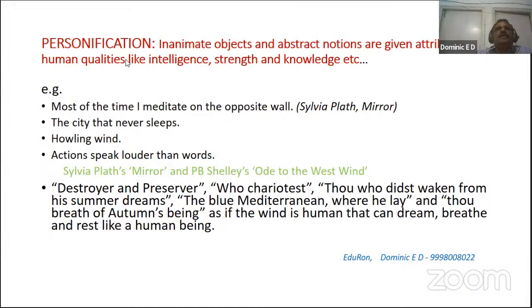That's what you have to understand. In personification, to things other than human beings, you ascribe certain human qualities. For example, we have, most of the time I meditate on the opposite wall. Those who know the poetry will understand. Sylvia Plath, in her poem Mirror, is telling about a mirror that is all the time looking onto the wall on the opposite side. So according to the poet, the mirror is most of the time meditating on the wall that is opposite. Meditating is something like deep thought. So the mirror is having the human quality of being able to meditate.